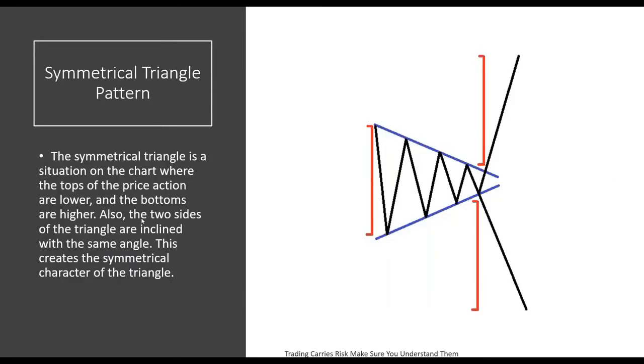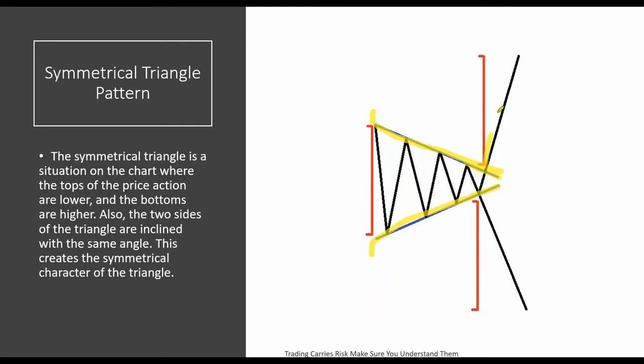So a symmetrical triangle is a situation on a chart where the tops of the price action are lower and the bottoms are higher. So in other words, we have the bottom support line moving upward, the top resistance line moving downward, and the two lines are on the same degree. They're moving at the same angle.